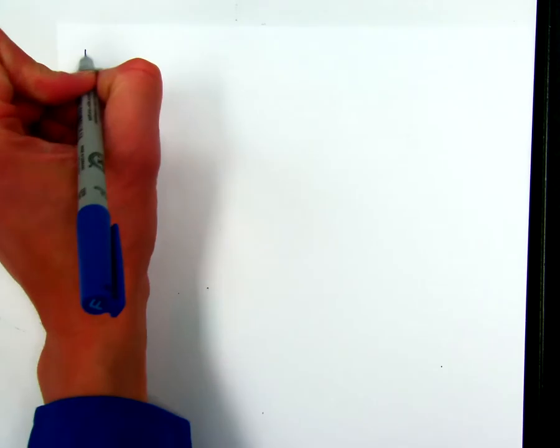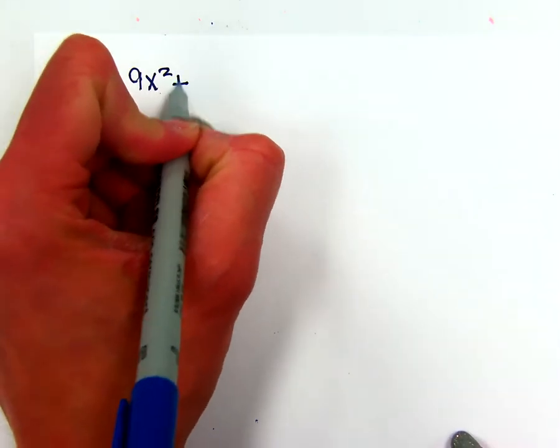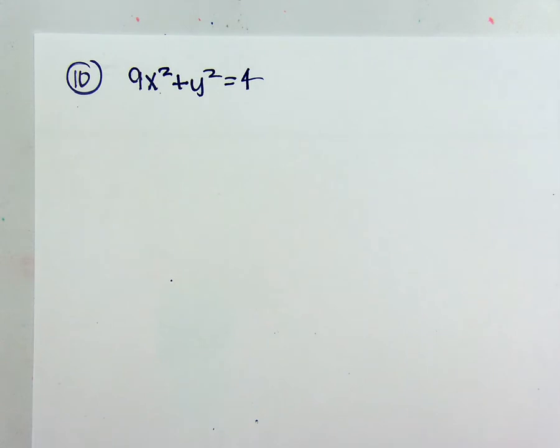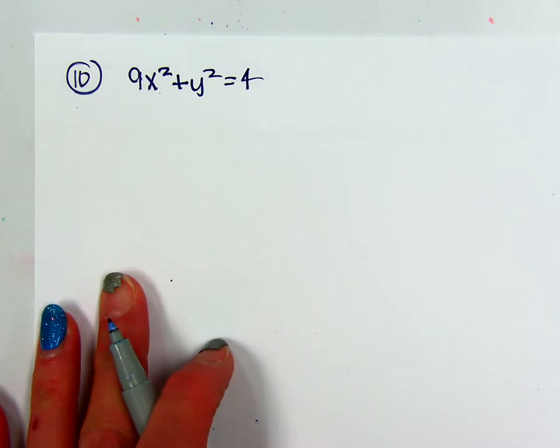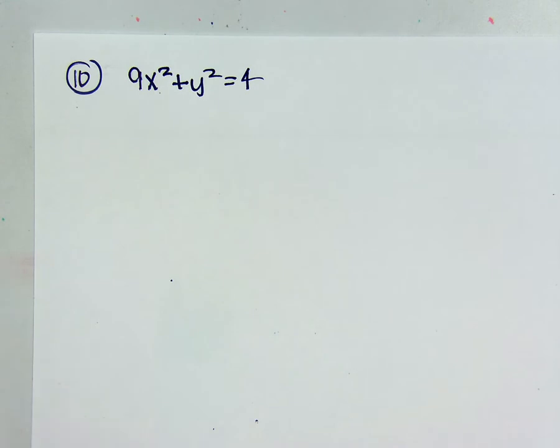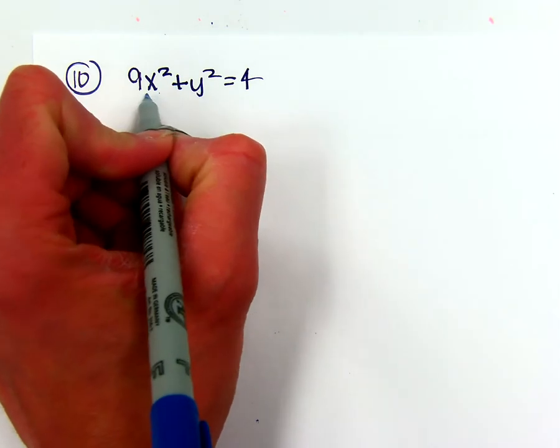All right, next problem is problem number 10. Problem 10 is the same exact directions, except it says 9x squared plus y squared equals 4. If you want, you could pause the video and do the whole problem and then check with my solutions. So you can start now and then start the video again when you're ready.